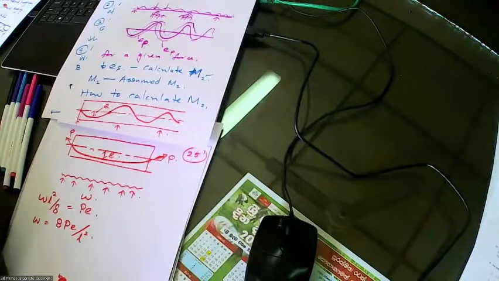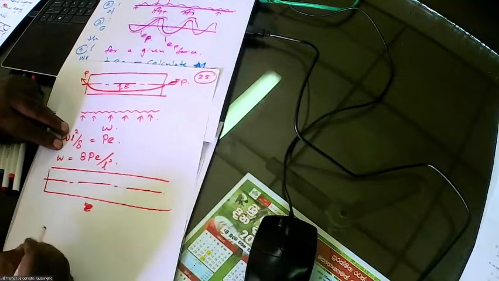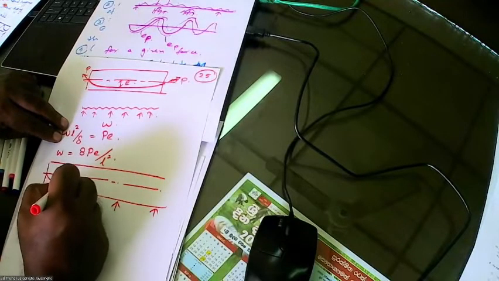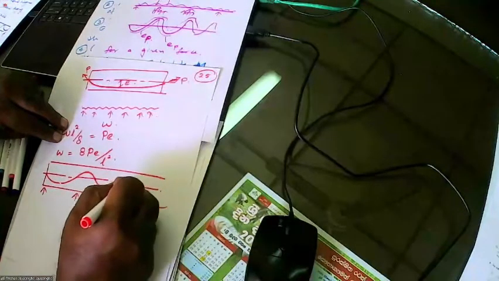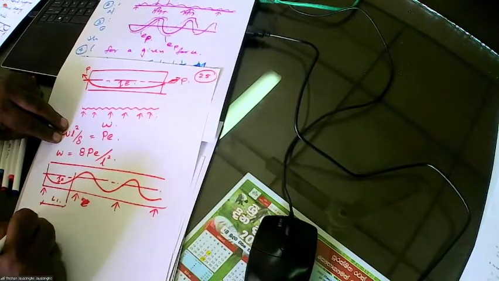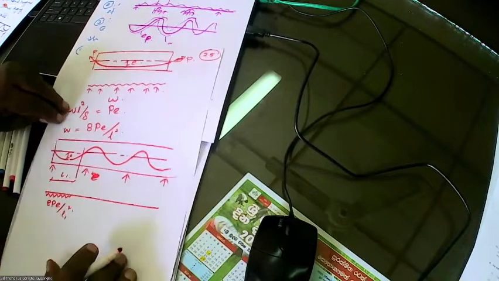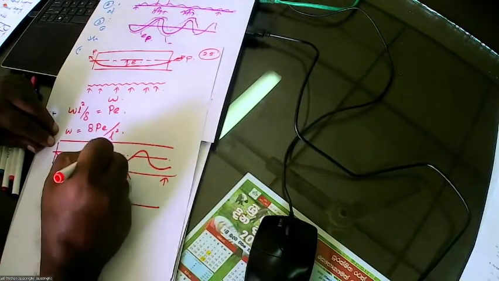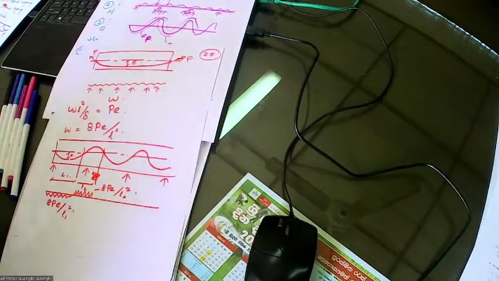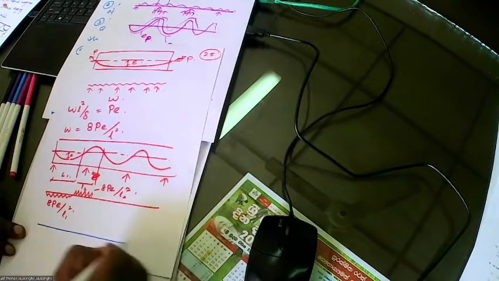So when you have a beam like this, when you have a profile like this, with E, L1, the force on this area is 8PE over L1 squared. This is L2. The force in this direction is equal to 8PE over L2 squared. So that means you can find the set of forces. And if you know the forces, what is the next step?